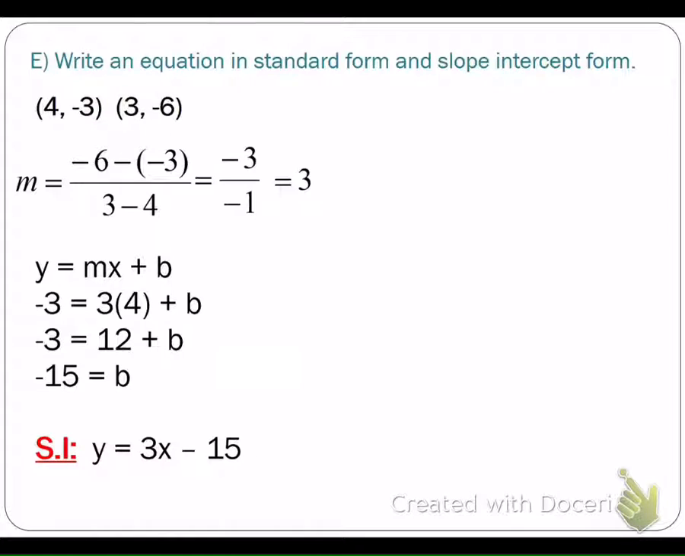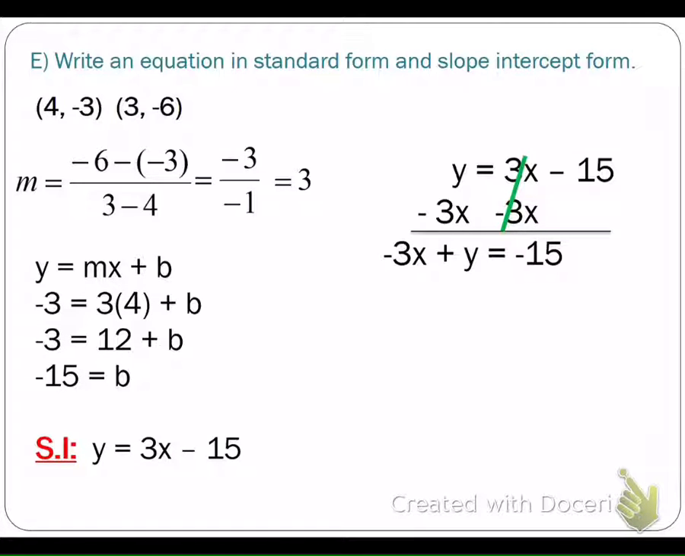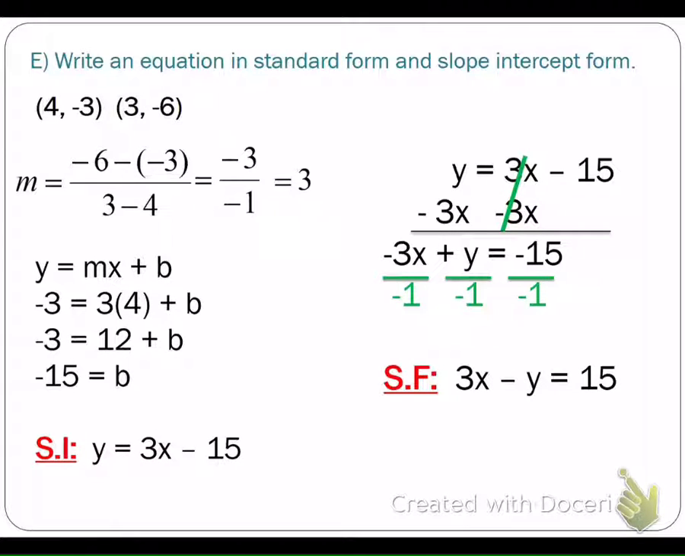All right, halfway through, how do I get the standard form? Subtract the 3x from both sides. So negative 3x plus y equals negative 15. Then what? You have to divide everything by a negative 1, which basically just changes your signs. So 3x minus y equals positive 15.